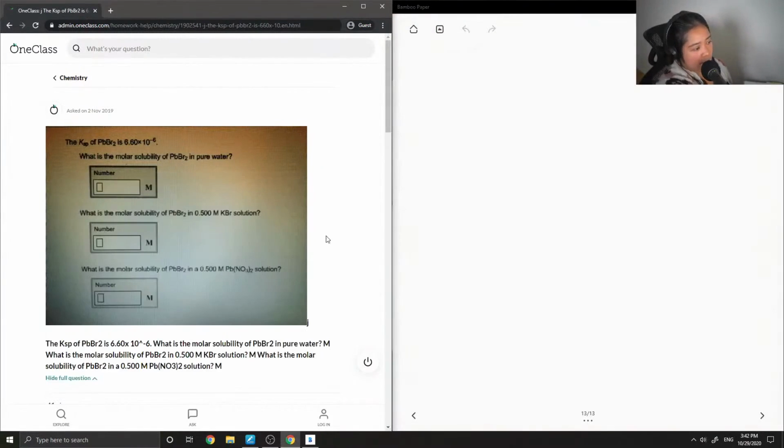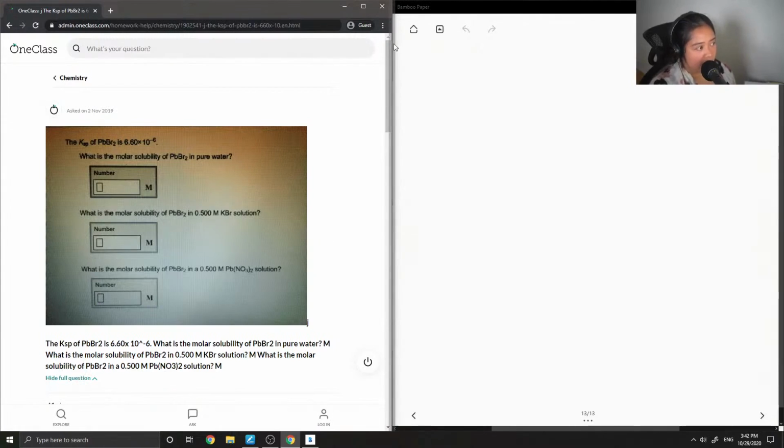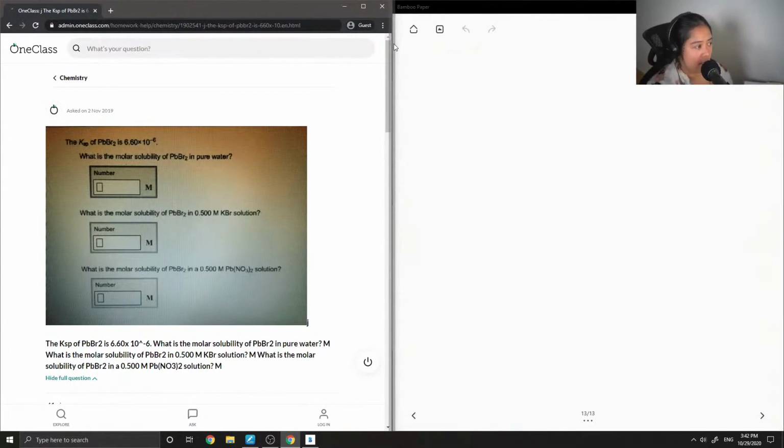Okay, so this looks like a 3-part question. The Ksp of PbBr2 is 6.60 times 10 to the negative 6. And then basically it's asking what is the molar solubility in pure water? What is the molar solubility in 0.5 potassium bromide solution? And what is the molar solubility in a 0.5 lead nitrate solution?